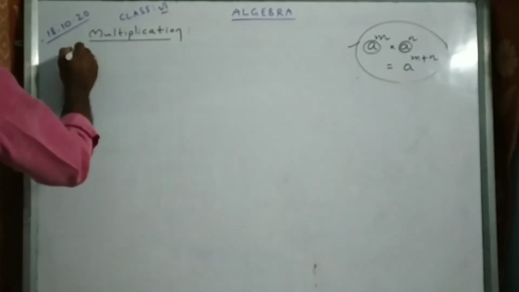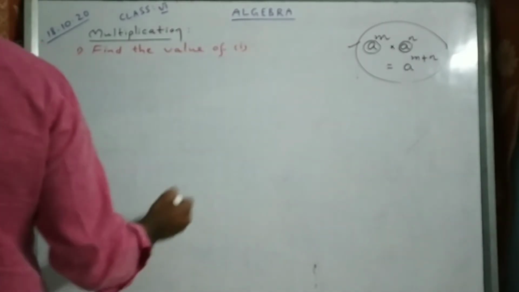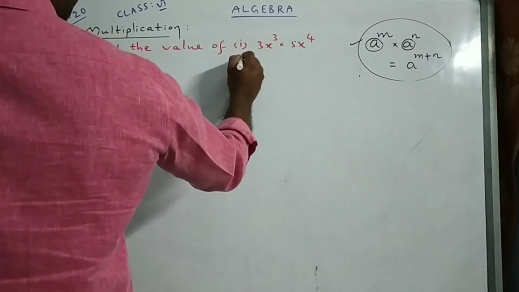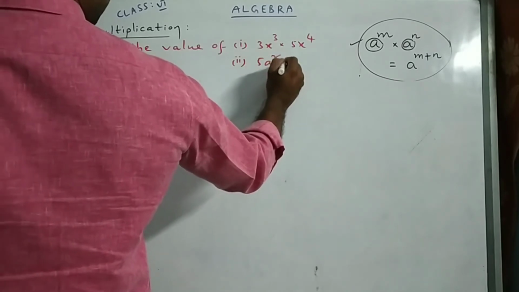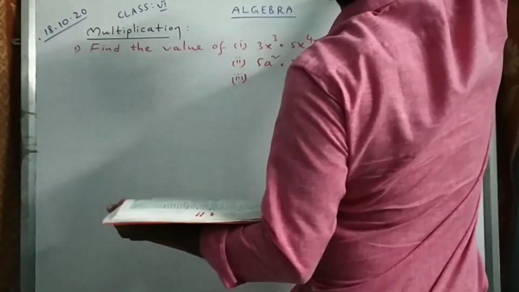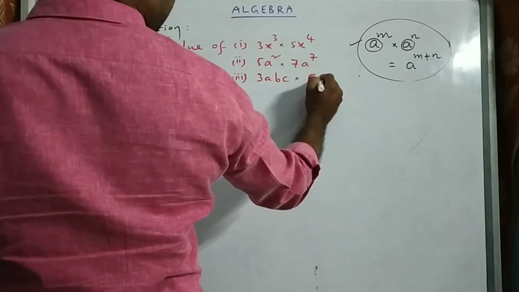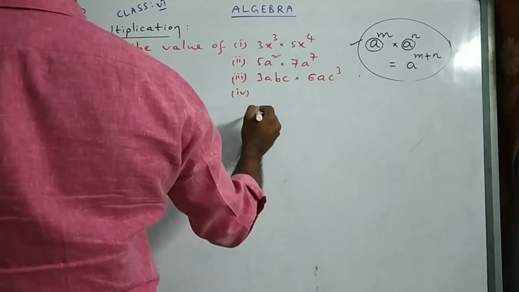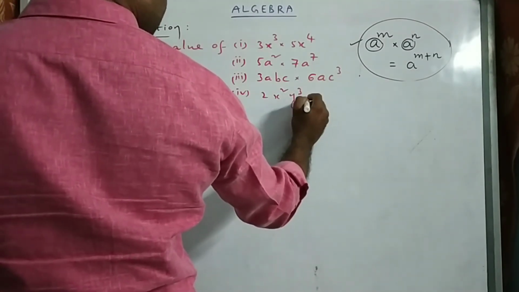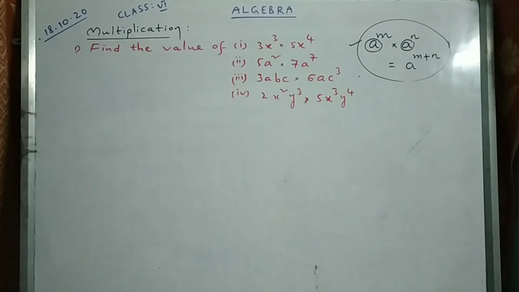Find the value of: first one, 3x cube into 5x to the power 4; second, 5a square into 7a to the power 7; third one, 3abc into 6ac cube; fourth, 2x square y cube into 5x cube y to the power 4. So these are also monomials here.